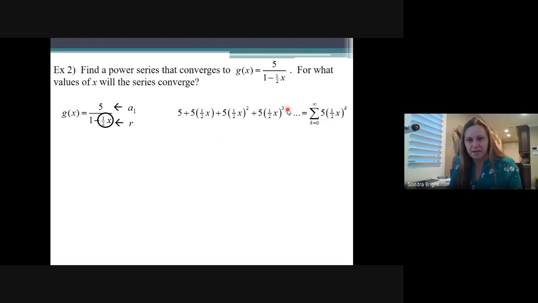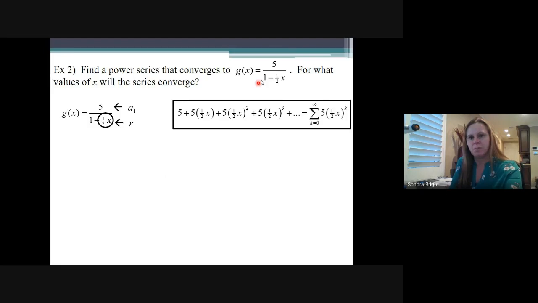Do you remember that a geometric series is written as first term times the common ratio raised to the nth power, usually we say, but I'm going to put k here because I used k as an index there. And it's going from 0 to infinity. So that's your general term. So that's your power series. That was that part. Find a power series that converges to this. You find your first term, you got your common ratio, boom, boom, boom, done.